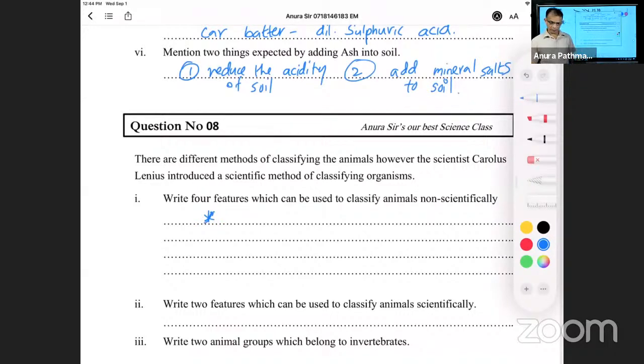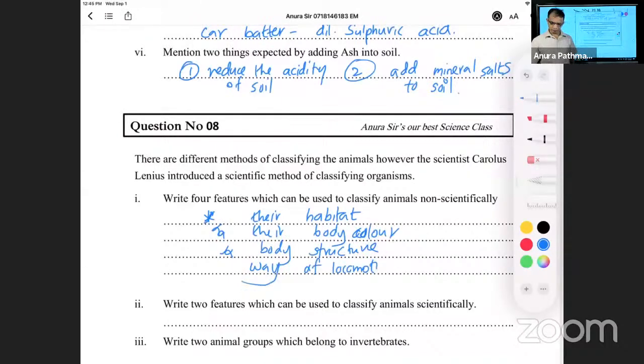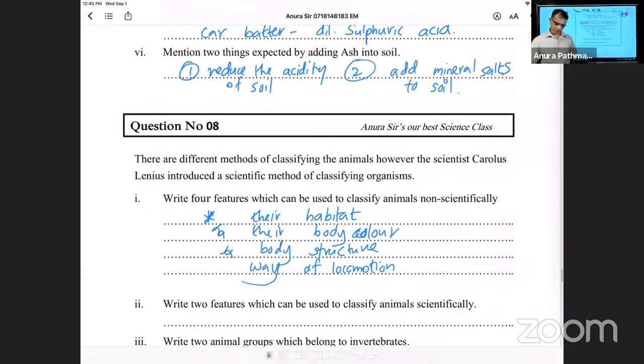Non-scientifically, we can classify animals by their color, size, habitat, body structure, way of locomotion, and feeding mechanism. Right. Next one.